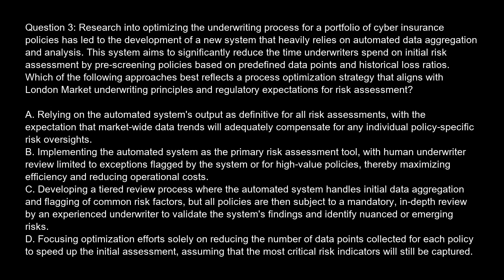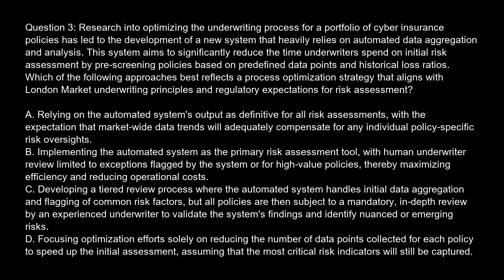Option A. Relying on the automated system's output as definitive for all risk assessments, with the expectation that market-wide data trends will adequately compensate for any individual policy-specific risk oversights. Option B. Implementing the automated system as the primary risk assessment tool, with human underwriter review limited to exceptions flagged by the system or for high-value policies, thereby maximizing efficiency and reducing operational costs.